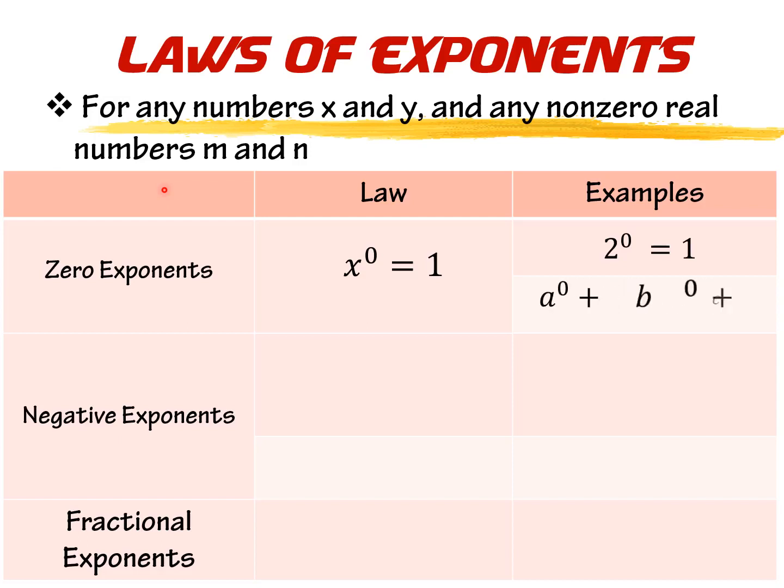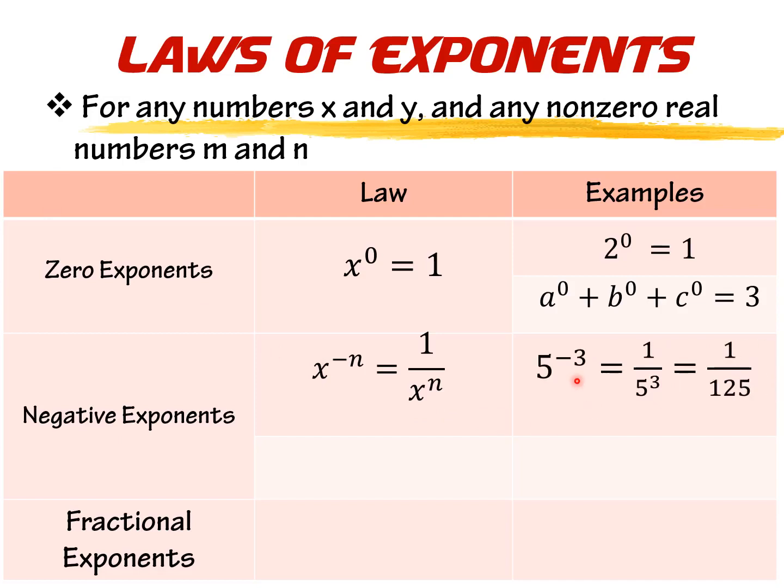So if we have a to the 0 plus b to the 0 plus c to the 0, a to the 0 is 1, this is also 1, this is also 1, so 1 plus 1 plus 1 is equal to 3. Now for the negative exponents, if you have x raised to the negative n, we will have 1 over x raised to the n. So all you have to do is put the base with a negative exponent in the denominator to make the exponent positive.